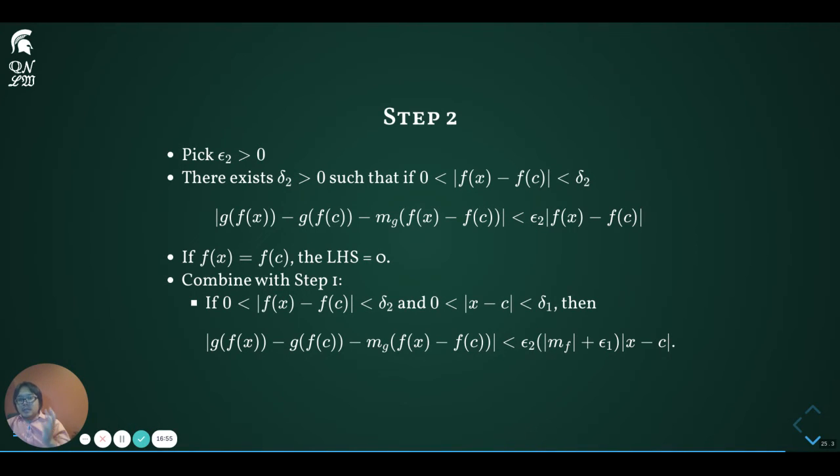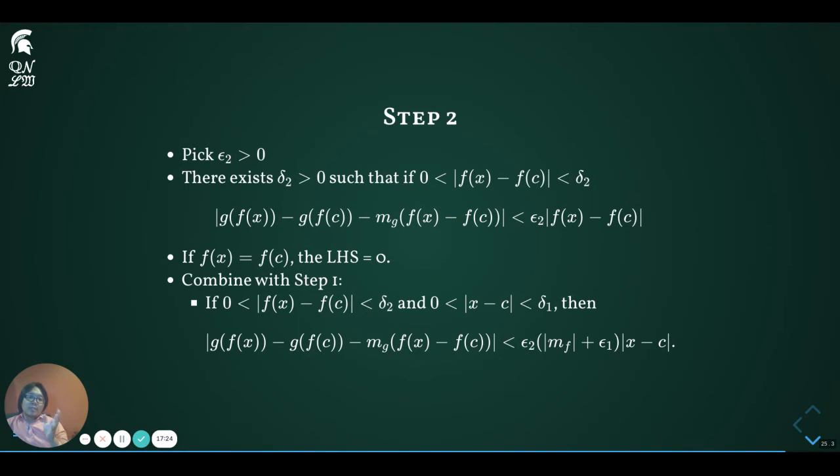So this requires us to connect the difference f of x minus f of c to the quantity x minus c. And this is precisely what we accomplished at the end of the previous slide. Now, in terms of g, again, we pick some arbitrary epsilon 2, since we have not decided yet how much of the epsilon we want to hand to g to handle.